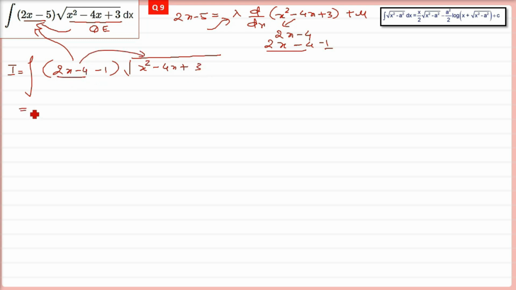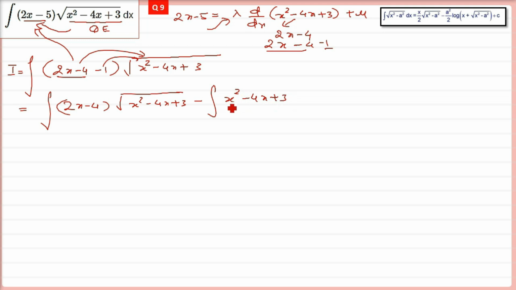Now let's multiply this 2x minus 4 with under root x square minus 4x plus 3, which is our first term. I1 we can call it. So 2x minus 4 under root x square minus 4x plus 3 is our first integral. And then the second part, which we call the second integral, is negative 1 multiplied by under root x square minus 4x plus 3. Now dx is always there. Please remember, I just skip it, but you already know integration, indefinite or definite, dx will always be there.